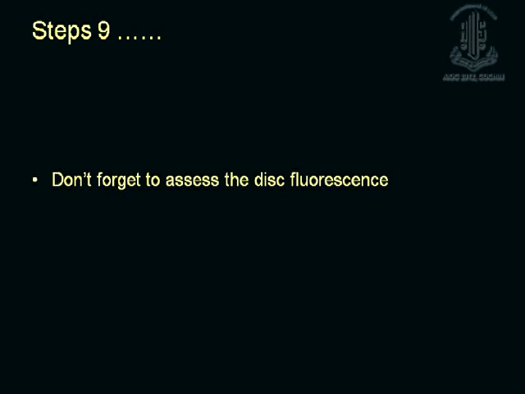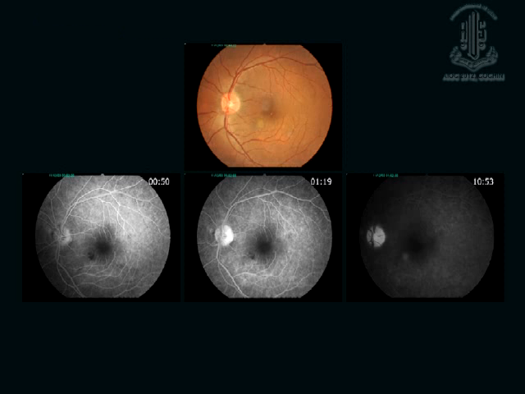Never forget to look at the disc fluorescence. Now, you'll obviously look at disc fluorescence if you're looking at a disc pathology like AION or optic neuritis, but even in other conditions like here, our focus is on this lesion. We keep looking at this lesion, it's early hypo, late hyper, but see what's happening to the disc. The disc is quite significantly stained in the late phase.